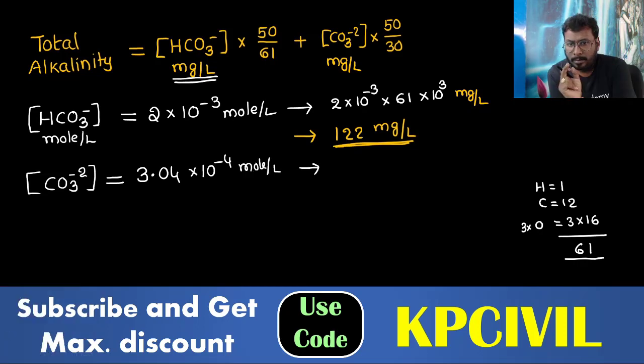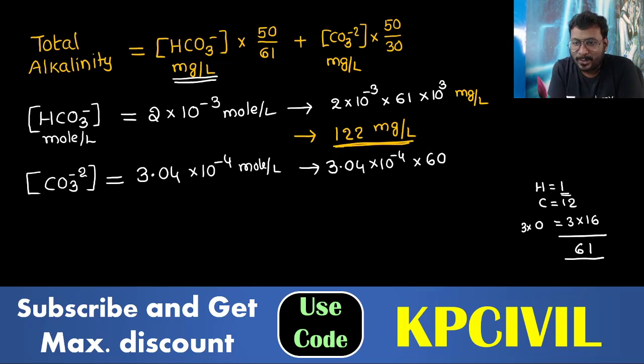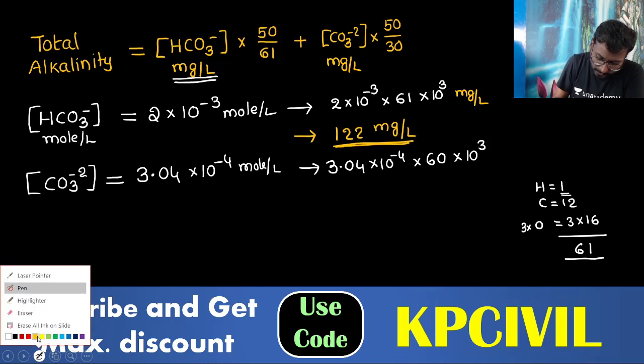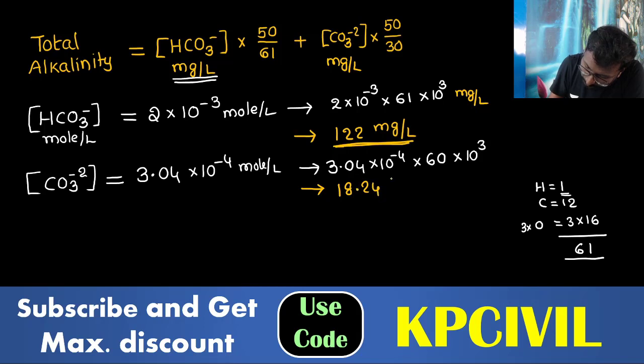Same formula will apply: mole per liter concentration into atomic weight into 1000. 3.04 into 10 power minus 4 into atomic weight 60. The only additional atom present in bicarbonate is hydrogen, so we are removing 1. Total atomic weight 60, into 1000. Now what do you get for carbonate in milligram per liter? After calculation, you get 18.24 milligram per liter.